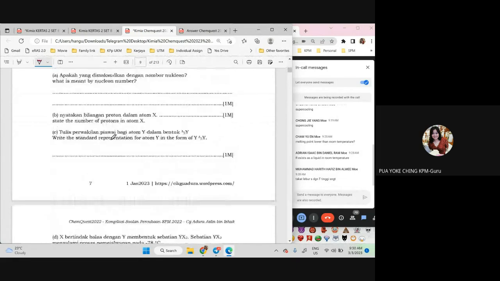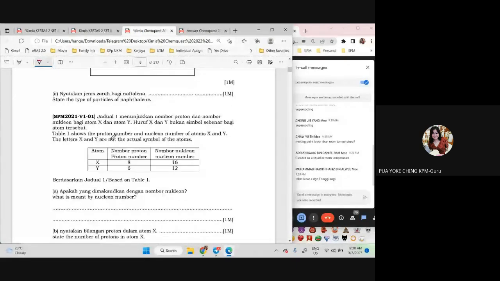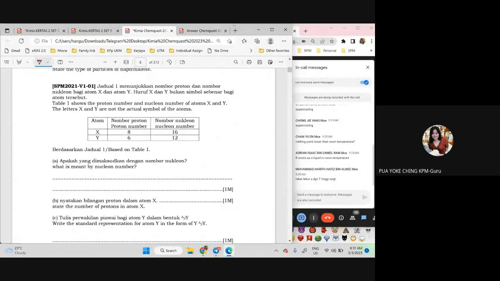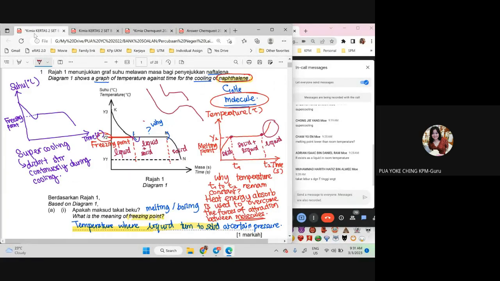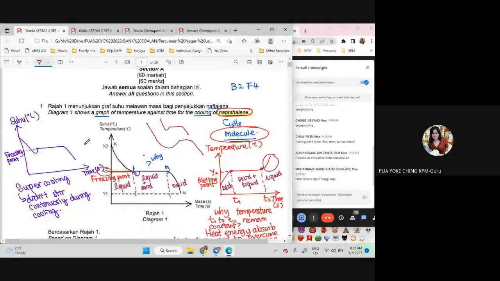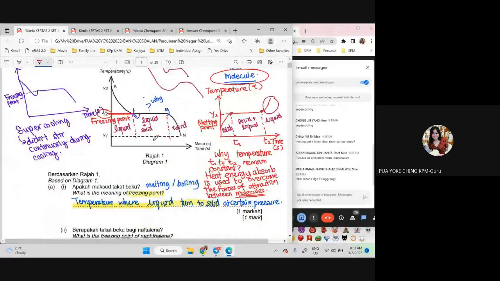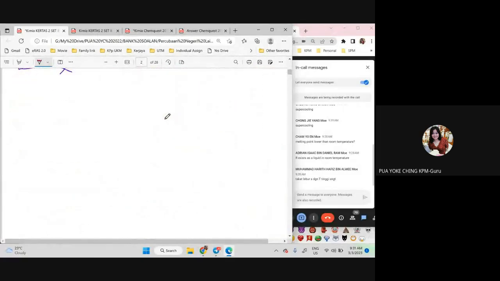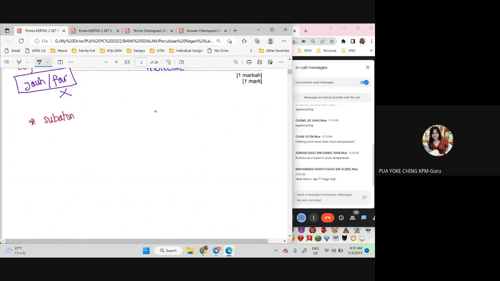Okay, this one I think is version 1. Okay, tengok this one. This is version 1 dalam chapter 2. Okay. Tadi kita bincang tentang heating curve, cooling curve, then atoms, molecules, ion, and then the solid liquid gas. In chapter 2, actually we still have one more is subatomic particles.